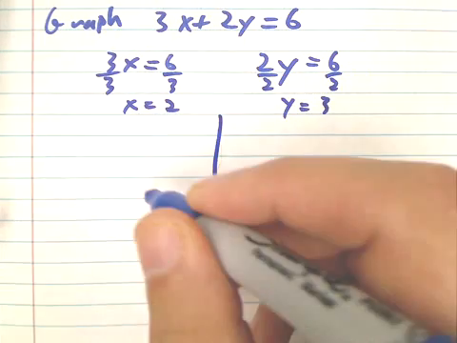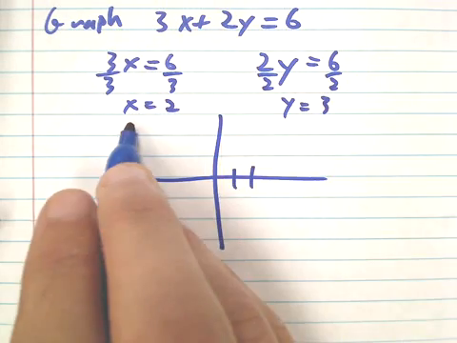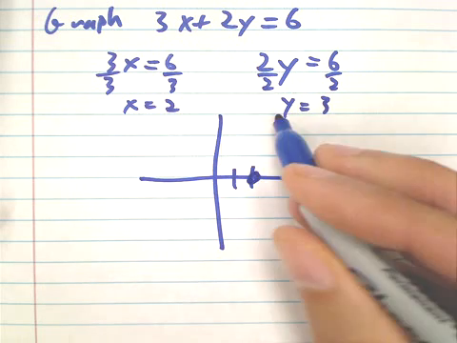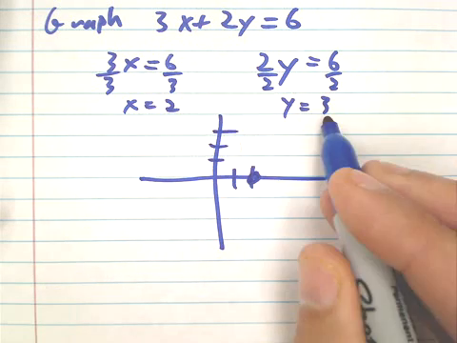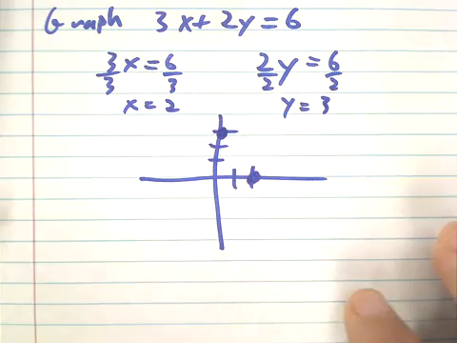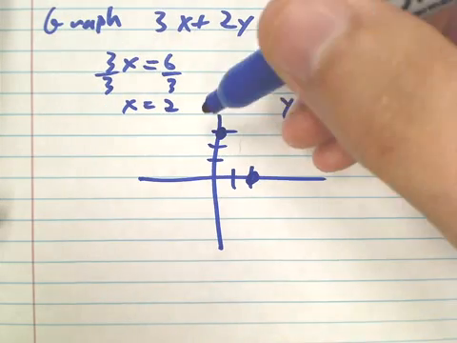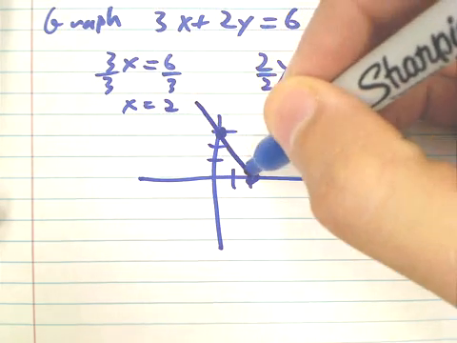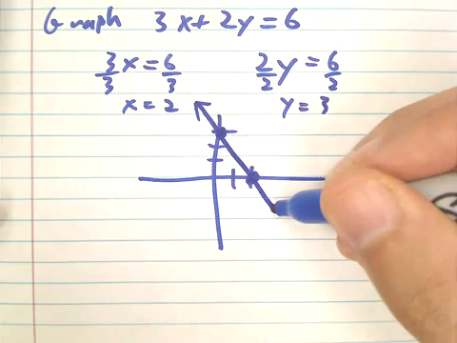Let me draw this and this. On the x-axis, go to 2 and put a point. On the y-axis, go to 3 and put a point. And then draw a line through those points, and that's it. That's all you need to do.